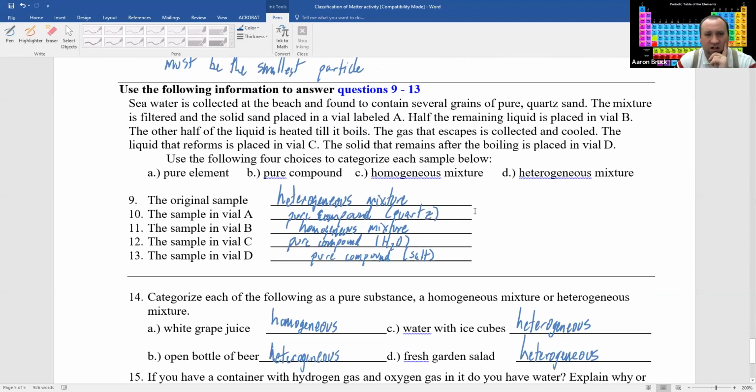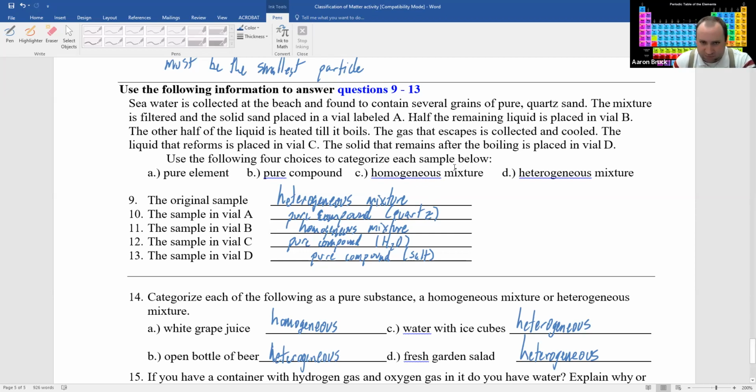All right, last questions here. So you find some seawater on the beach. You see in your little sample that there are some grains of sand in there as well. You filter the mixture. You put the sand in vial A. You take half of that liquid and put it into vial B. You heat the other half of the liquid until it boils. You collect the gas that escapes and you cool it down. That gets put into vial C. And there's some solid left over in the pot. That's put into vial D.